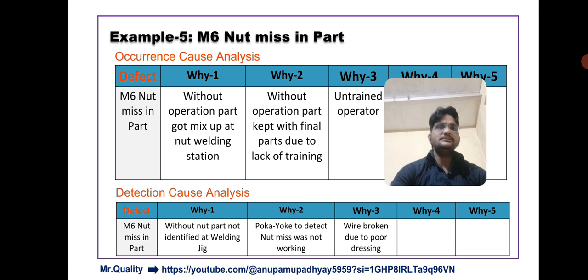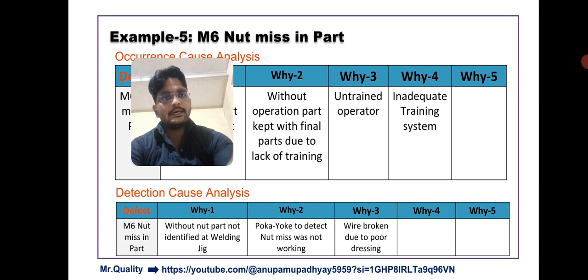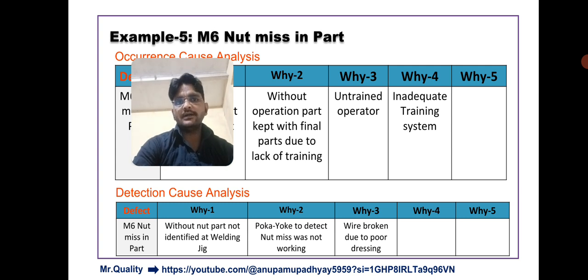Fifth example is M6 nut missing part. The occurrence cause analysis is M6 nut missing in part. First why: the without-operation part got mixed up at the nut welding station. Why did the without-operation part get mixed up? Without-operation part was kept with the final part due to lack of training.